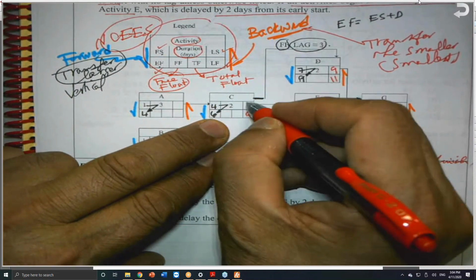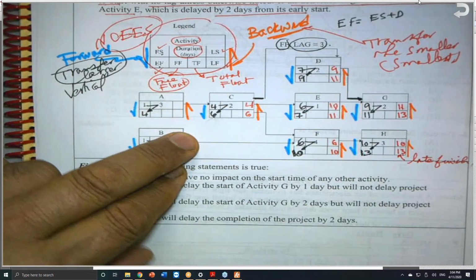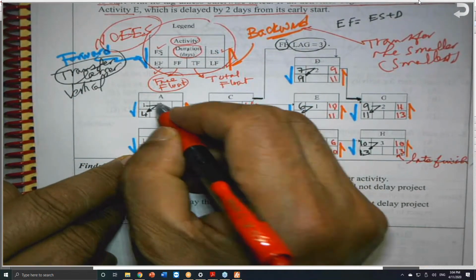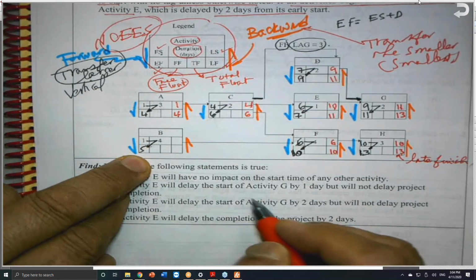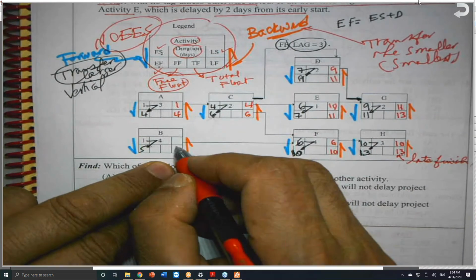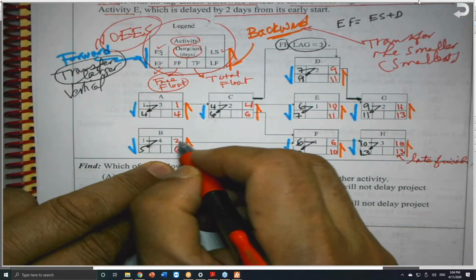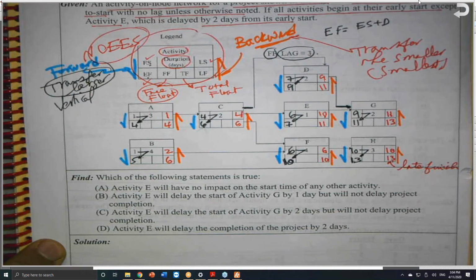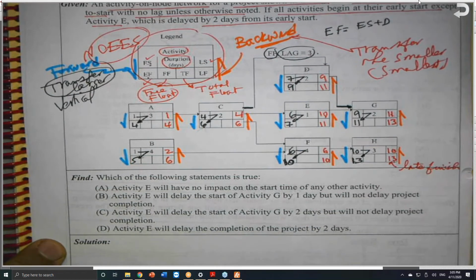6 minus 2 will give you 4. And this will go here, 4 minus 3 will give you 1. And this here is controlled by 6 because it only depends on that. So 6 minus 4 will give you 2. This is the most difficult part of it.